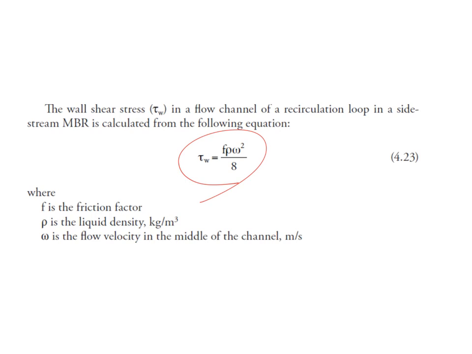And this is the worst shear stress in a feed channel of the recirculation loop instead of the membrane surface. In that case, shear stress can be expressed by this equation, which means if we increase the flow velocity in the system, we'll have higher shear stress.